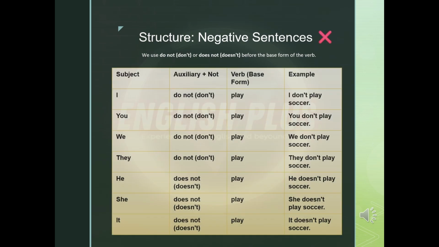To say something is not true, we add don't or doesn't. Remember, don't for I, you, we, they. Doesn't for he, she, it. The main verb goes back to its base form. No s here.